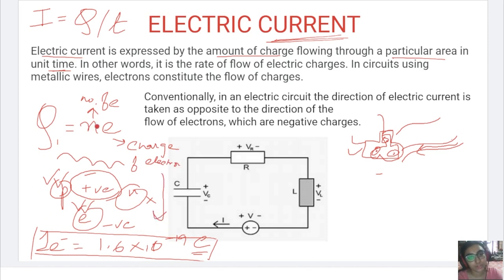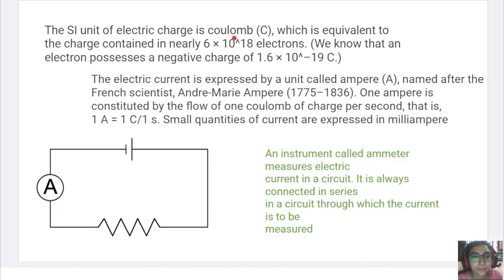So now I'm sure you'll understand that when I say amount of charge flowing through a particular area, it is basically nothing but the total number of electrons, which will give us a total amount of charge by multiplying it with the charge of one electron, which is 1.6 into 10 to the power minus 19 coulomb. Okay. So that is what is given here, is that the SI unit is coulomb, which is equivalent to the charge contained in nearly 6 into 10 to the power 18 electrons. We know that an electron possesses a negative charge of 1.6 into 10 to the power minus 19 coulomb.